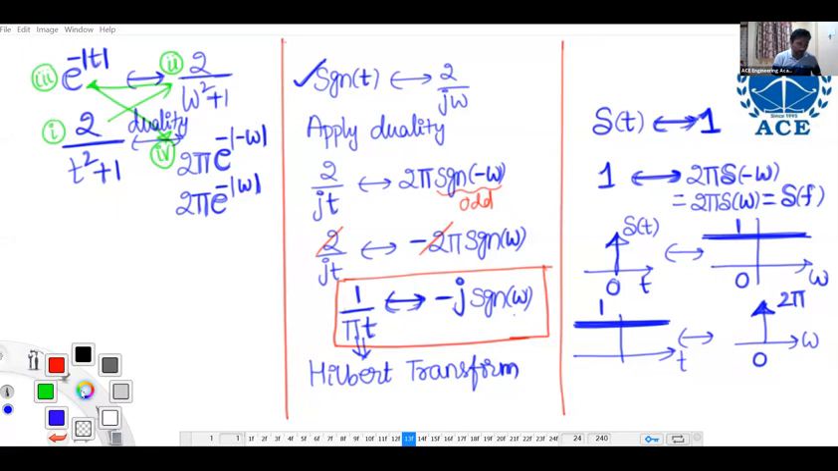To create 90 degrees phase angle, we need which black box? Black box response has 1 by pi t, Hilbert transform, that will create additional phase angle of 90 degrees.